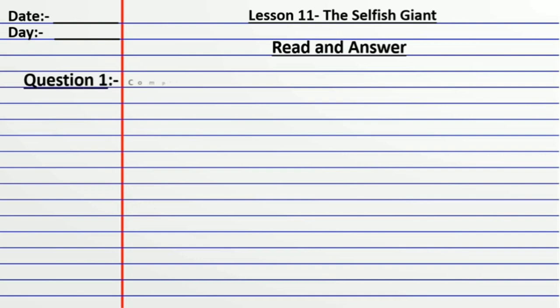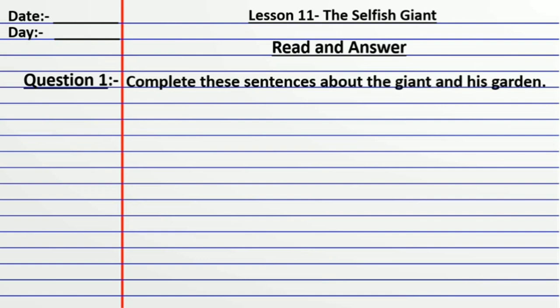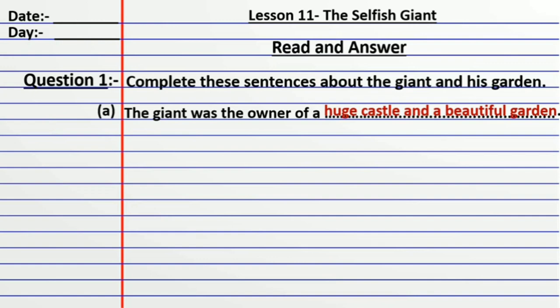It says, complete these sentences about the giant and his garden. A part says, the giant was the owner of a dash. Children, in the beginning of the story, we have read that the giant lived in a huge castle which had a garden in it. So, the giant was the owner of a huge castle and a beautiful garden. So, quickly note it down.